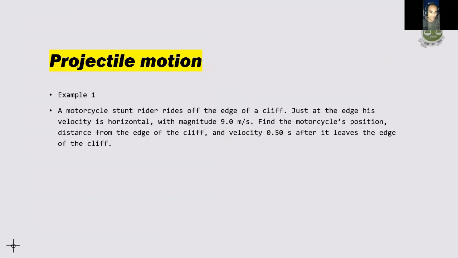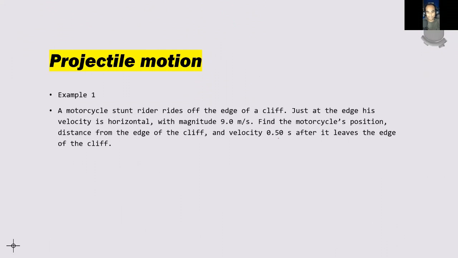So see the first example. A motorcycle stunt driver rides off the edge of a cliff. Just at the edge, his velocity is horizontal with magnitude 9.0 meters per second. Find the motorcycle's position, its distance from the edge of the cliff, and its velocity 0.50 seconds after it leaves the edge. So tell me, is this a full projectile or half projectile question? It's a half. It doesn't go up, it only goes down. Yes, correct.